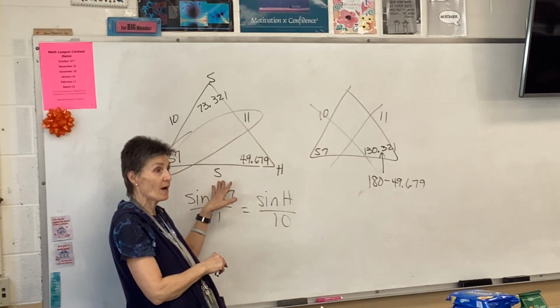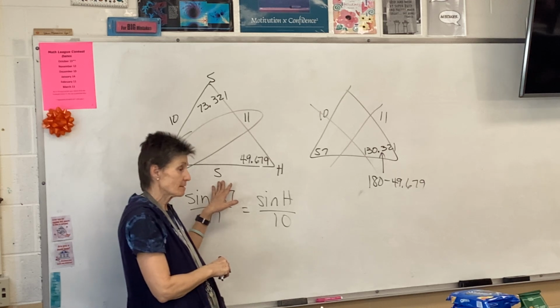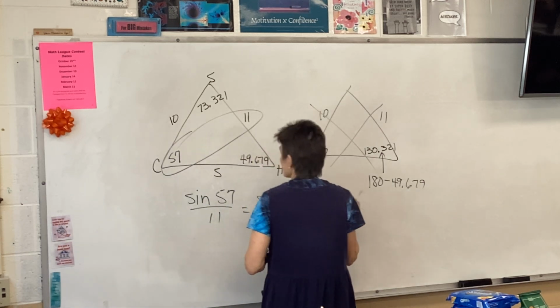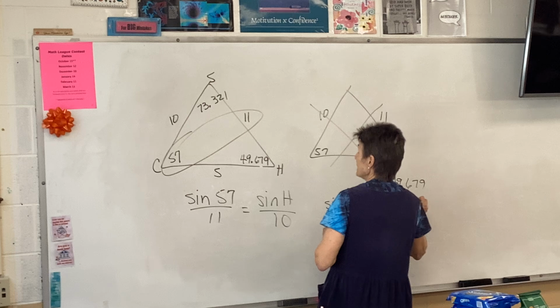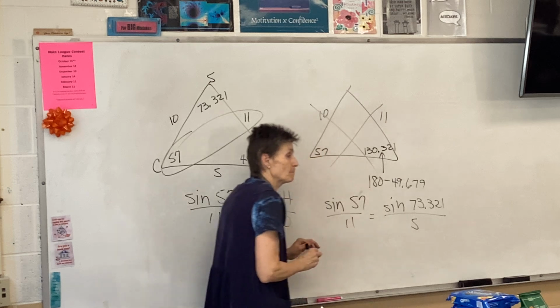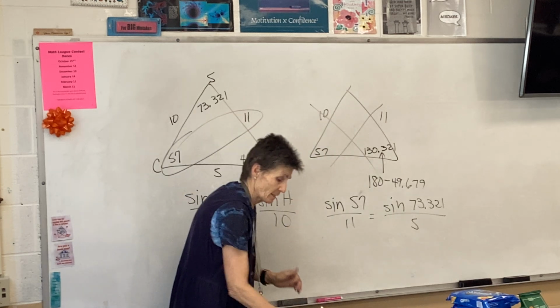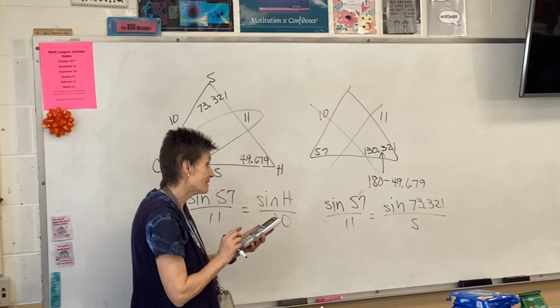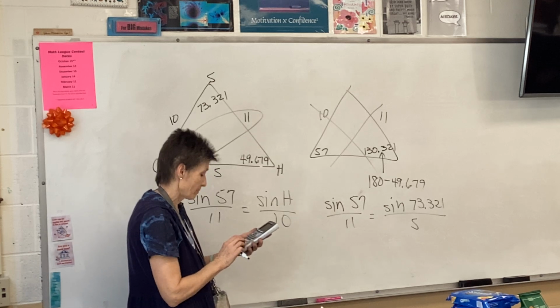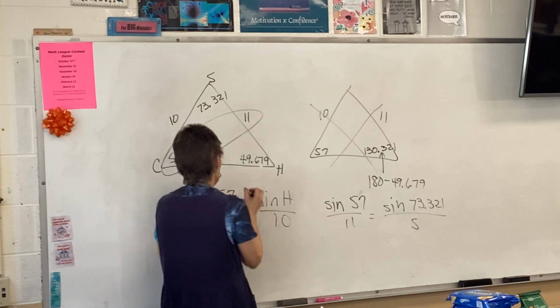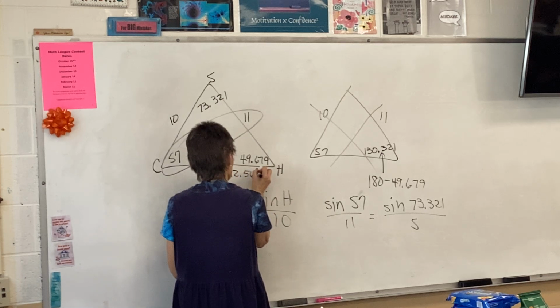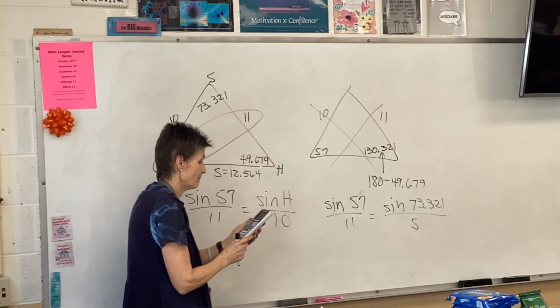All we have to do is find side S. So here we go. Sine 57 over 11 equals sine 73.321 over S. Are we going to need our inverse button this time? No. Did you get 12.564?